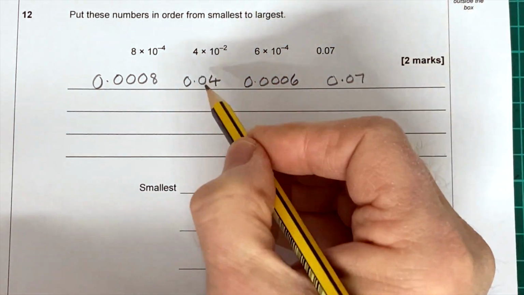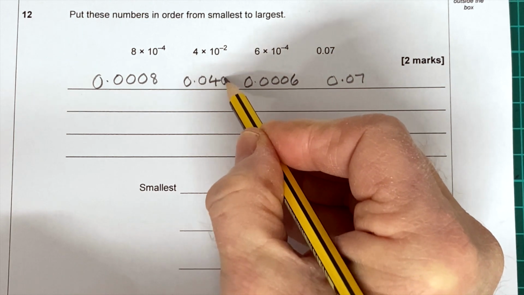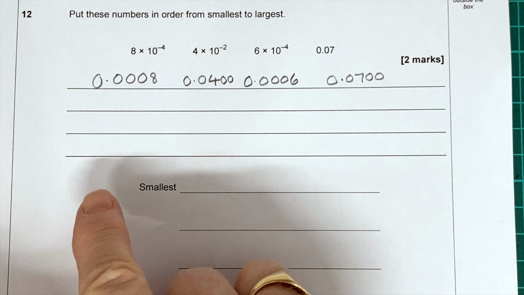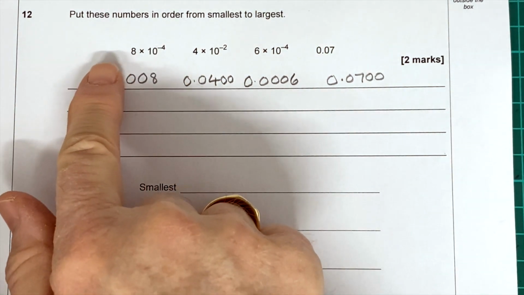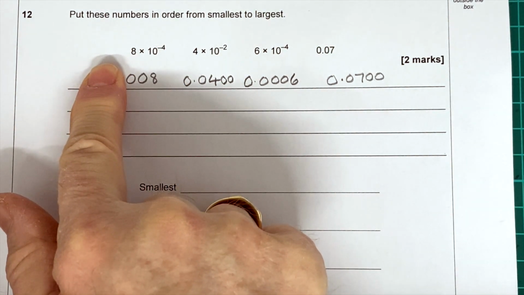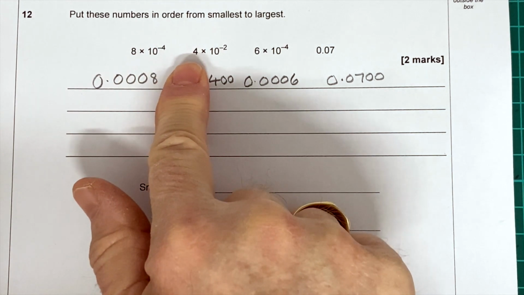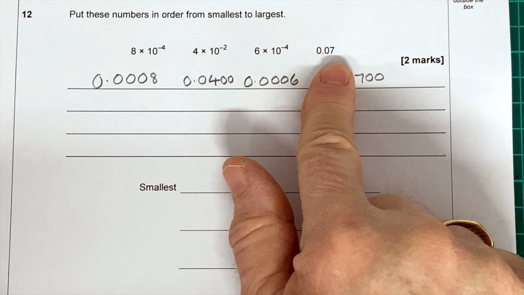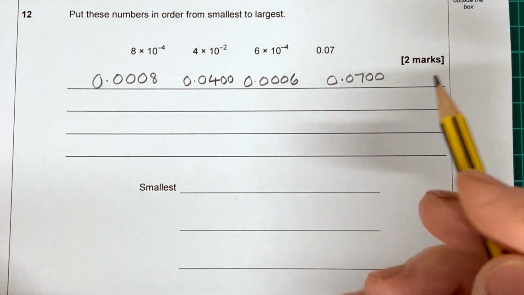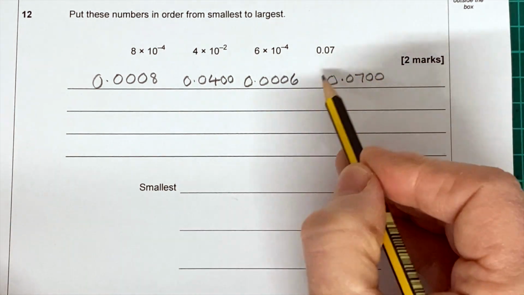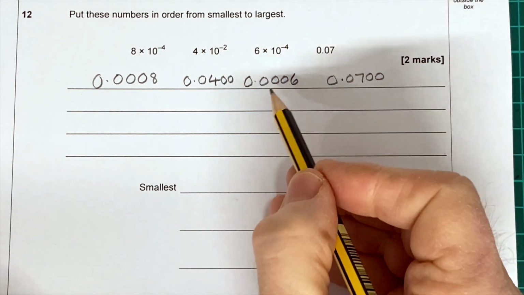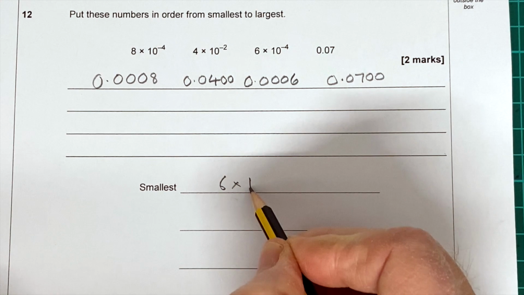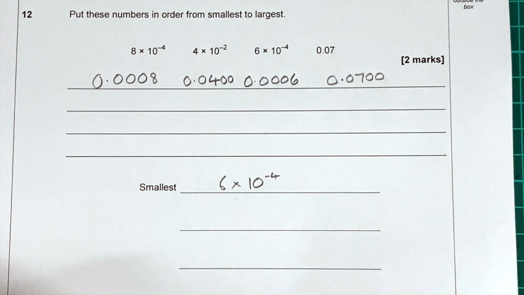The easiest way to compare them is to make them have the same number of digits. So if we put 2 zeros there and 2 zeros there, and then if you hide the 0.0 in each case, you've got 008, you've got 400, 006, and 700. And looking at it like that, you can see that the biggest one is going to be that one. The smallest one is that one. We can write 6 times 10 to the minus 4 as the smallest.